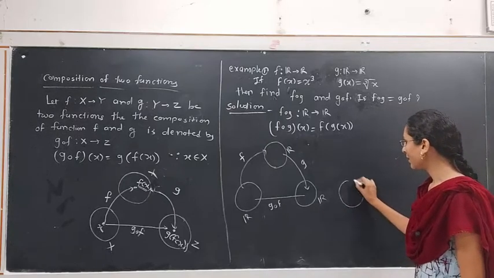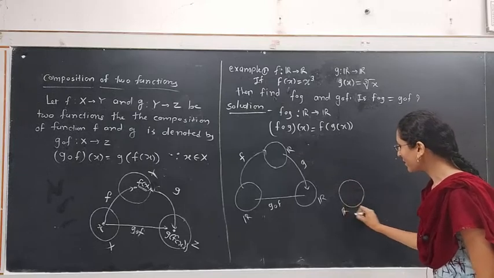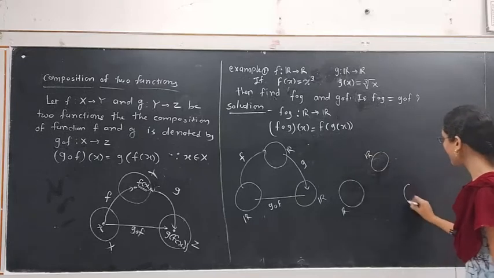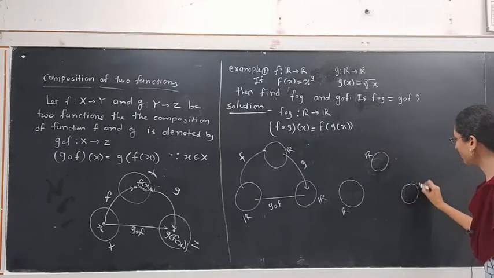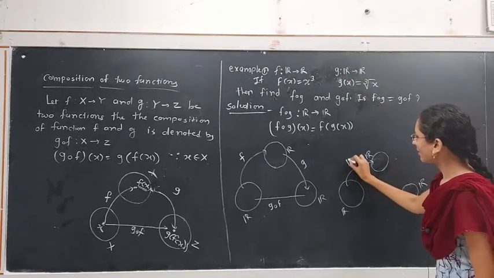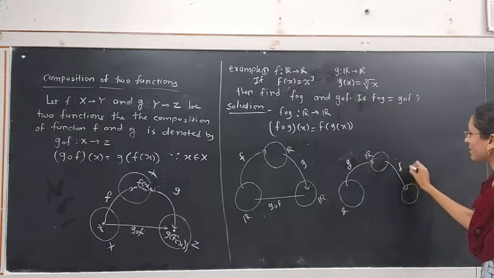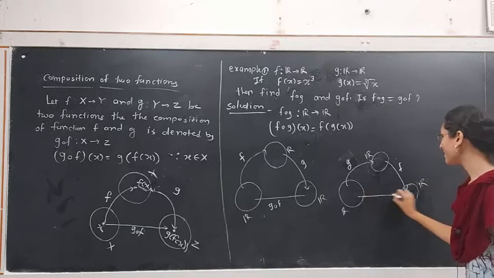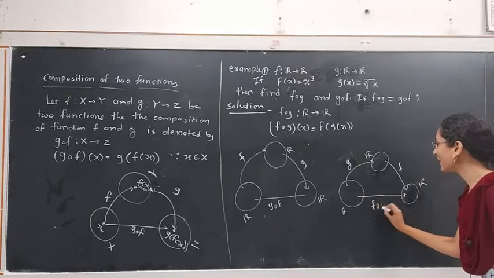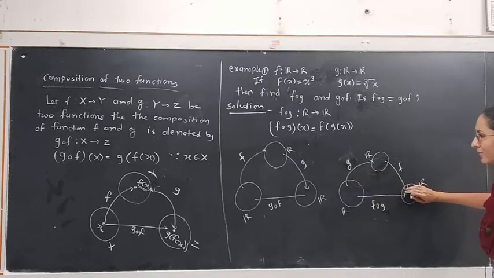Also, if we go this way, suppose this is the set of real numbers, this is also the set of real numbers, and this is the set of real numbers. g is a function from R to R, given that g maps the set of real numbers to real numbers, and f is a mapping from the set of real numbers to real numbers. Hence, we define the composition of functions f and g by f∘g, that is a mapping from the domain set of g to the codomain set of f.